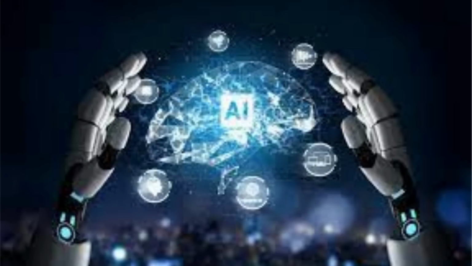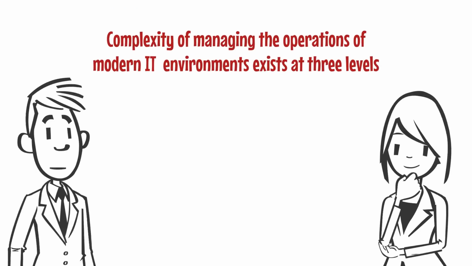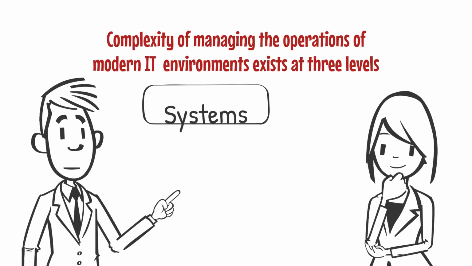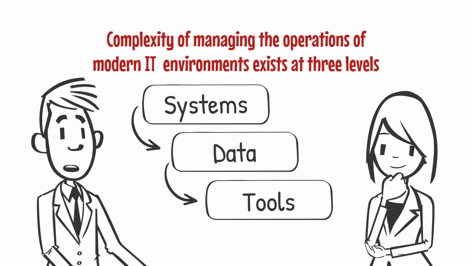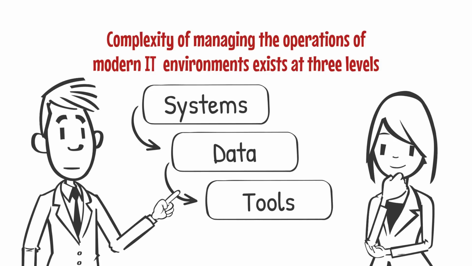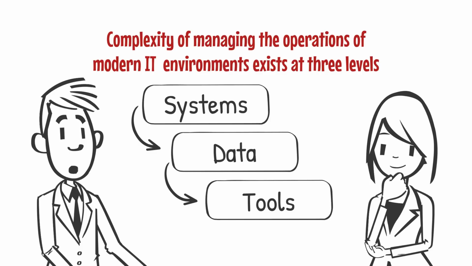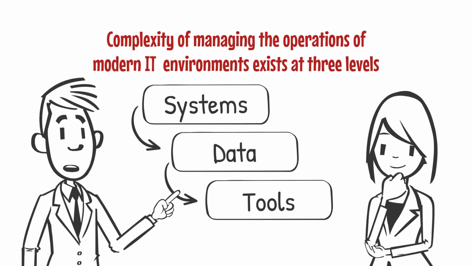But before we dive into how AI solves the problem, let's drill down to the exact source of the problem. So, the complexity of managing the operations of modern IT environments exists at three levels. First, we have systems, where the actual infrastructure, either on premise or on cloud, is hosted. And then we have data, which is being generated by the systems in the form of logs, events, or metrics, or much more. And then we have tools on top of that to manage the data, get insights out of that data, and make decisions based on the data to manage the systems. So this is where we have all the complexity that we need to find the answers for.